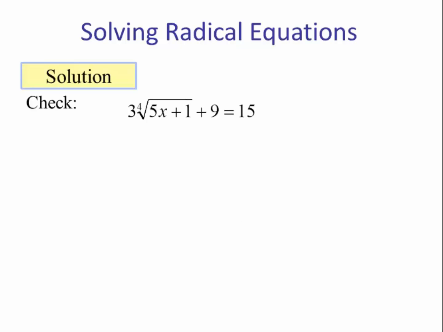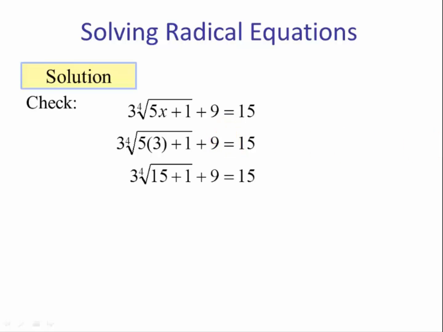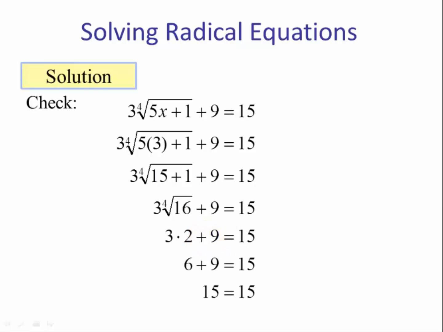To check it, we substitute 3 in. We have to compute this expression under the radical first. So this will be 5 times 3 plus 1, which is 16. The fourth root of 16 is 2. 3 times 2 is 6, plus 9 is 15. So the left-hand side equals the right-hand side. 3 is a solution.